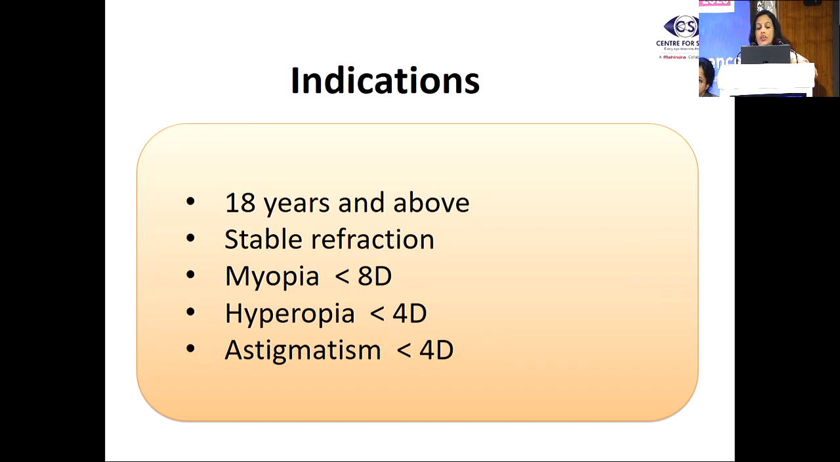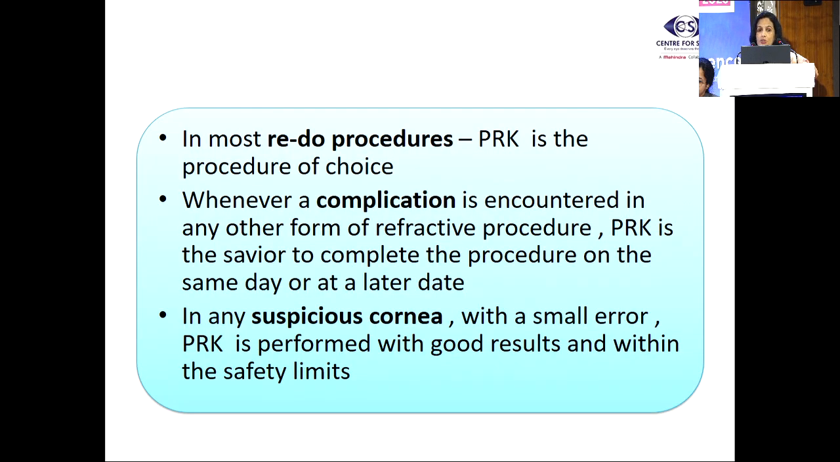So coming to the indications: 18 years and above with a stable refraction of more than 6 months to 1 year. The refractive range would be less than -8. Of course, some people do up to 10, 12 also, but I usually restrict myself to -8. Hyperopia of 4 and astigmatism of 4. And one more plus point we need to remember is that in most redo procedures, PRK is the procedure of choice.